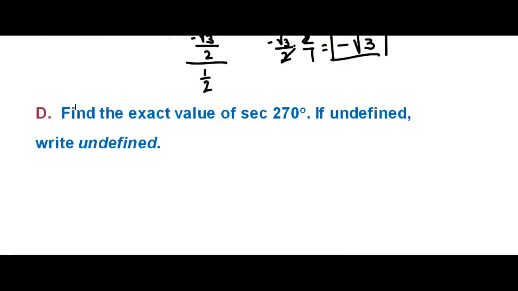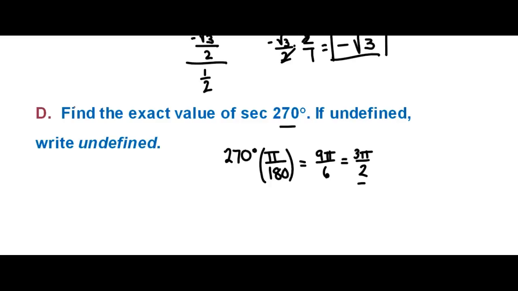Finally, let's look at the exact value of the secant of 270. First, let's turn that into radians. So 270 pi over 180, if we divide the top and bottom by 3 and by 10, we essentially get 9 on top times pi over 6, and I guess we can divide that by 3 one more time and get 3 pi over 2. So 270 relates to 3 pi over 2.